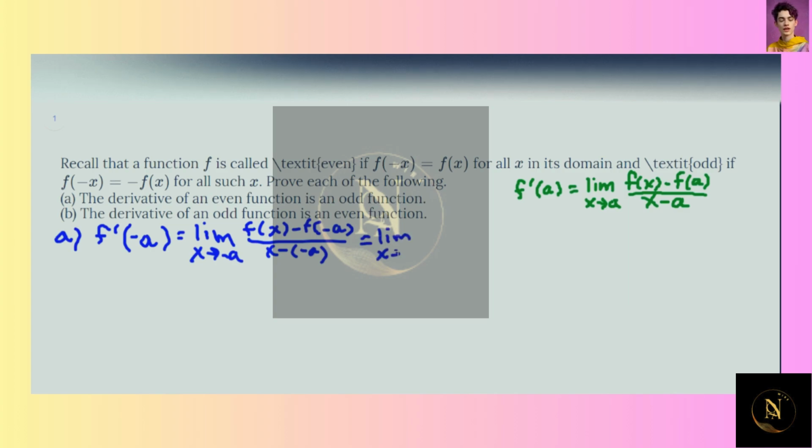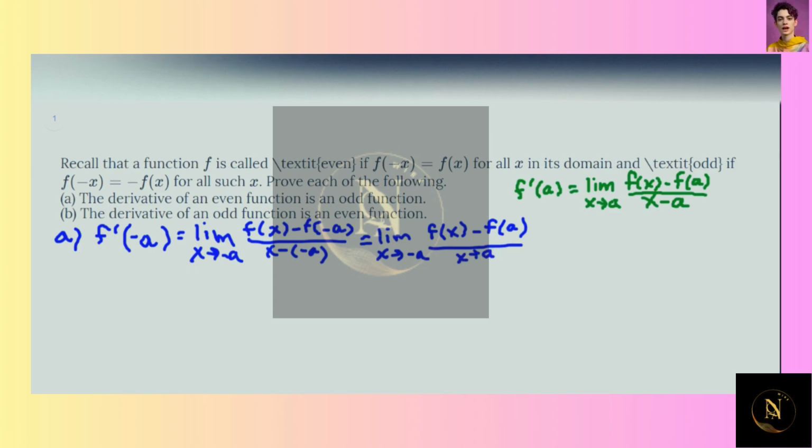Okay, the next step, we want to use the property of the function. The function in part A is even. That's the assumption. So if the function is even, when we plug in a negative number, we get the same function as if we had plugged in a positive number. So this will be the same as f of a here, but in the denominator, we'll have x plus a.